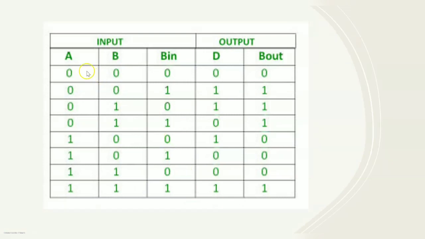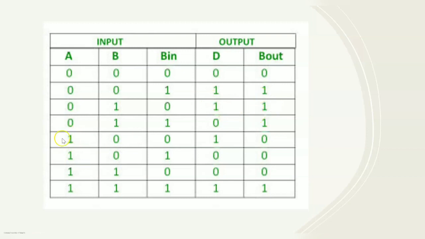For the truth table, we give three inputs A, B and borrow in: 0, 0, 0, then 0, 0, 1, 0, 1, 0, 0, 1, 1, and likewise up to 1, 1, 1. For 0, 0, 0, the difference is 0 and borrow is 0. For 0, 0, 1, the difference is 1 and borrow is 1. Then again, for 0, 1, 0, you have difference 1 and borrow 1.